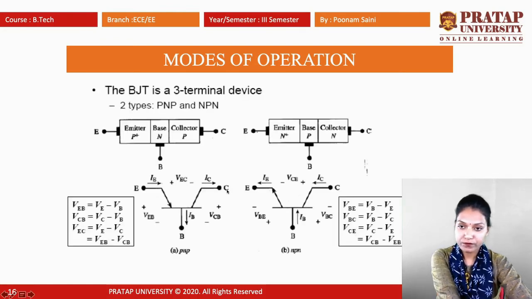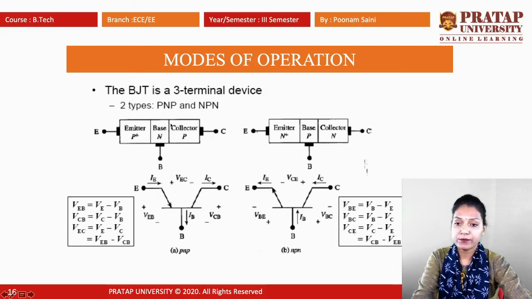The transistor has three terminals: emitter, base, and collector, for both PNP and NPN. These are the emitter current, collector current, and base current. Between base and emitter there is VBE. We have voltages at emitter-base, emitter-collector, and collector-base, and similarly base-emitter, collector-emitter, and base-collector.